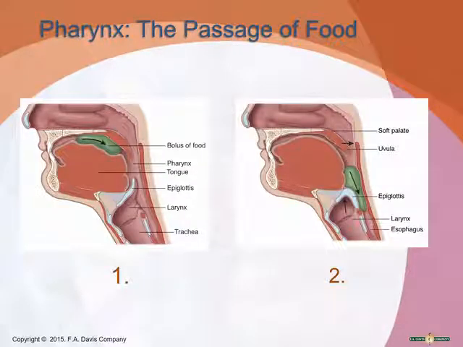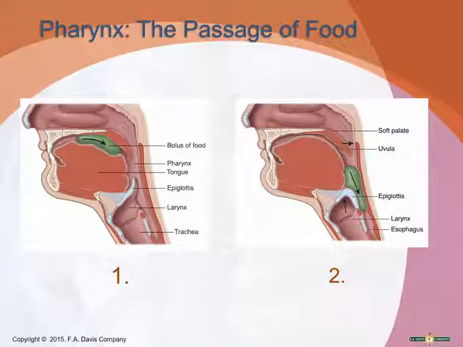The pharynx. After food has been broken down by the teeth and moistened by saliva, the tongue manipulates the food, the bolus, that's what it's called as you chew it. It's actually this little green blob here. The tongue manipulates the bolus of food to the back of the oral cavity.